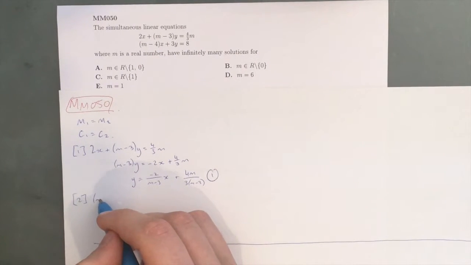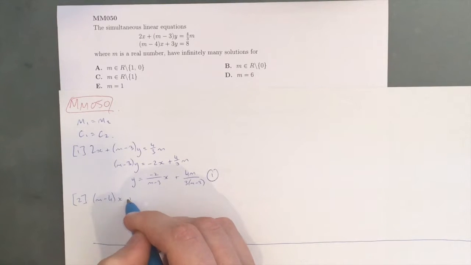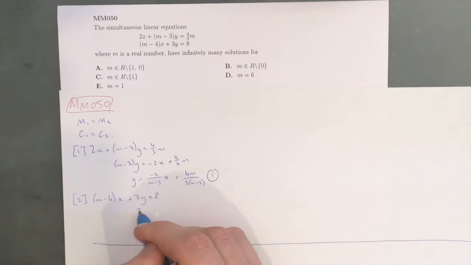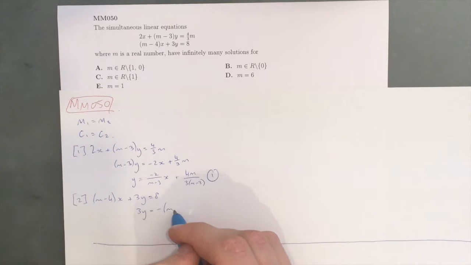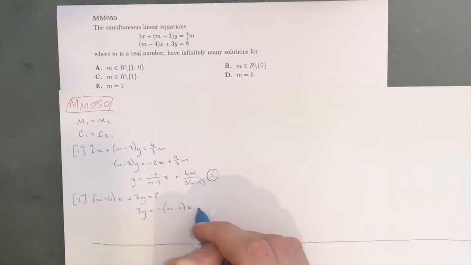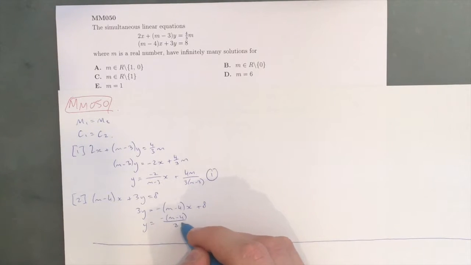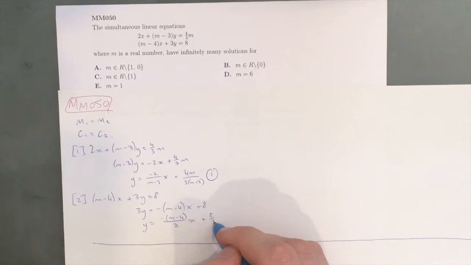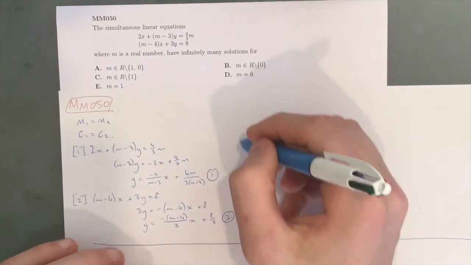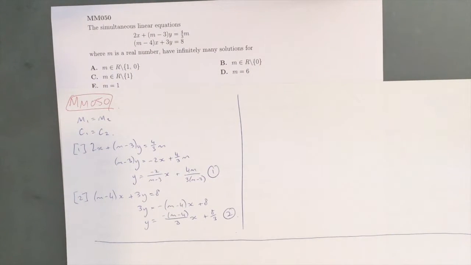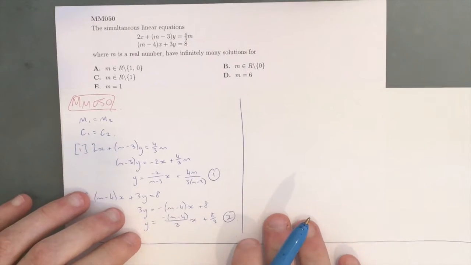So next one, we've got (m - 4)x plus 3y equals 8. Getting y by itself, we get 3y equals -(m - 4)x plus 8, which gives us y equals -(m - 4) over 3 x plus 8 on 3. That's our second equation.